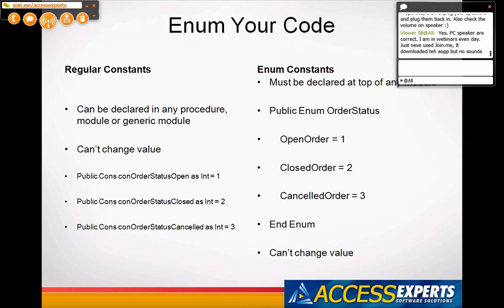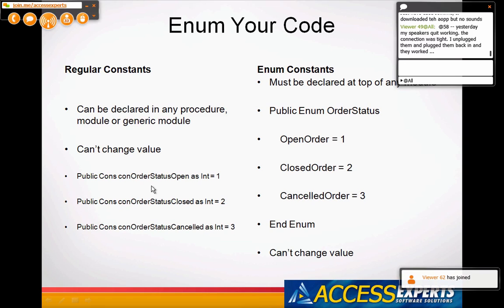Now, before I started using enums, I was using regular constants. For example, here you'll notice that I got public constant, con order status open as 1, con order status closed as 2, con order status canceled as 3. And I love constants. I use them throughout my code, throughout the app. The problem with constants is that when you have a lot of them, you can forget. So that's why I always have the preface there, in this case, con order status. So I remember, okay, I know it starts with con order status, and let me see if it finishes.